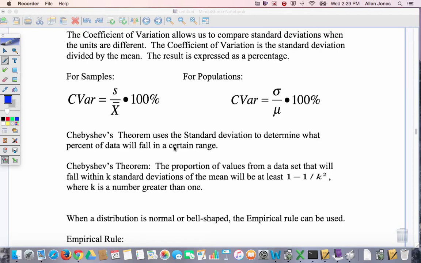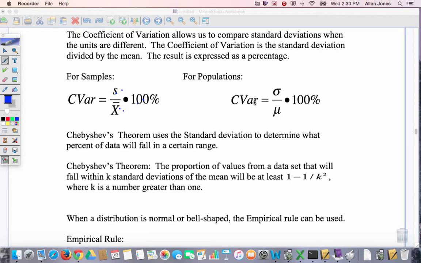So our coefficient of variation is where we'll start. It is used to compare the spread or the variations of two different sets of data. You can see right here our coefficient of variation symbols. This is our sample standard deviation. This is our sample mean multiplied by 100%. So it's our standard deviation divided by our mean multiplied by 100%.